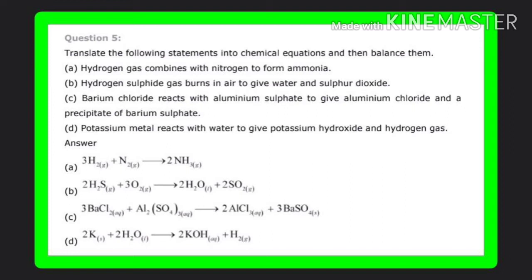Okay, next one, potassium metal reacts with water to give potassium hydroxide and hydrogen gas. Here potassium metal is a simple K reacting with water H2O, giving potassium hydroxide KOH and hydrogen gas H2. Alright, again try the balancing on your own.